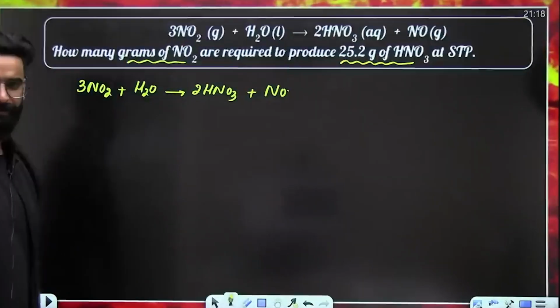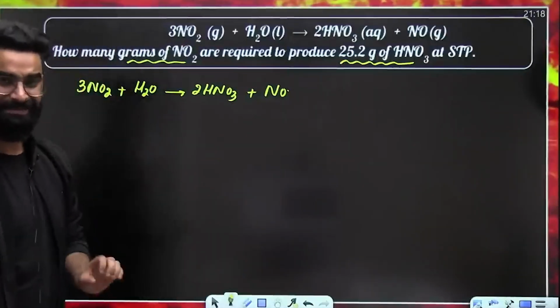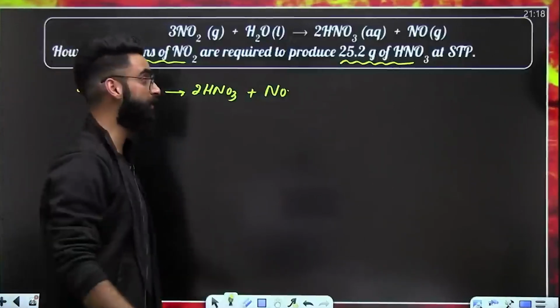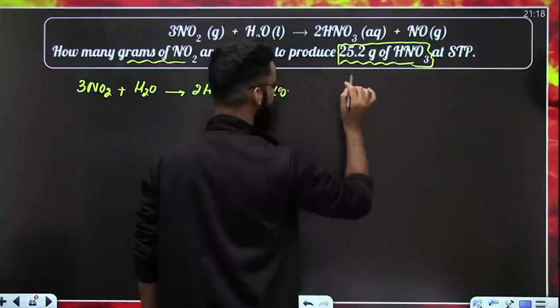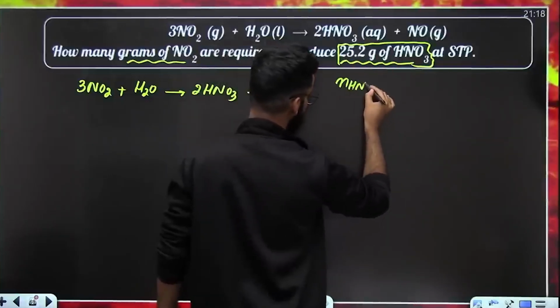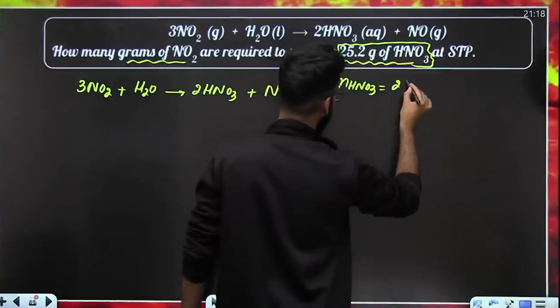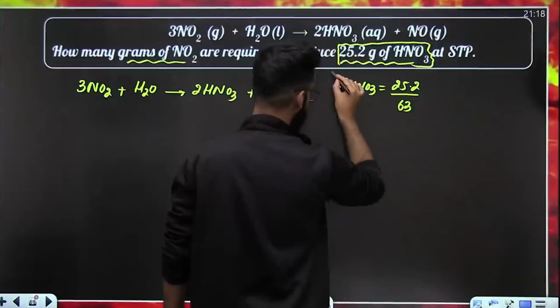Since we are using the mole method, the first step is to balance the reaction. The reaction is already balanced. Second step, convert the given quantity into moles. This is my given quantity here. So convert it in terms of number of moles. Convert the mass of HNO3 into moles of HNO3. It is equal to given mass of HNO3 in grams divided by molar mass of HNO3.